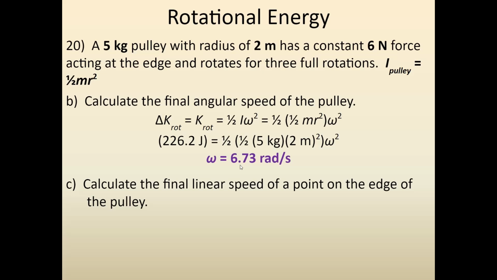per second. Then to find the final linear speed at the edge of the pulley, we can use the linear equation that relates the angular speed with the linear speed. Basically just multiply this by the radius in order to remove the radians and turn it into meters. So we take this number, multiply it by 2, and we get 13.45 meters per second.